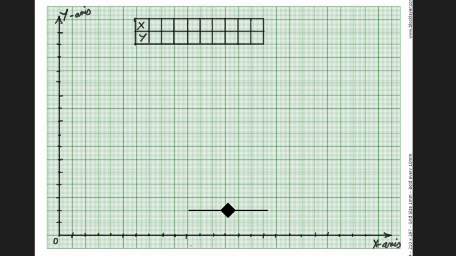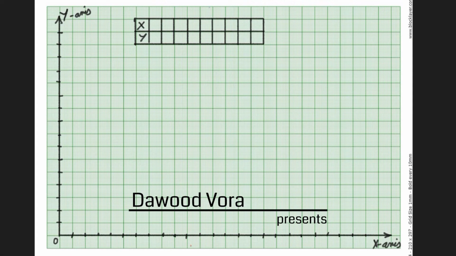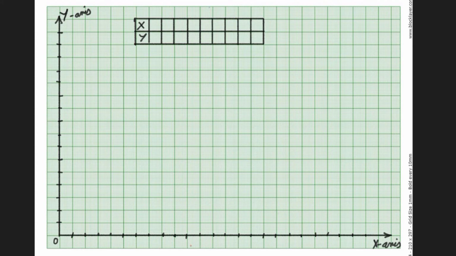In this video, I'm going to talk about scaling the graph. This video is all about how you scale the graph. Now, what do you mean by scaling? I'll try to explain it with the help of some examples. This is the first example.